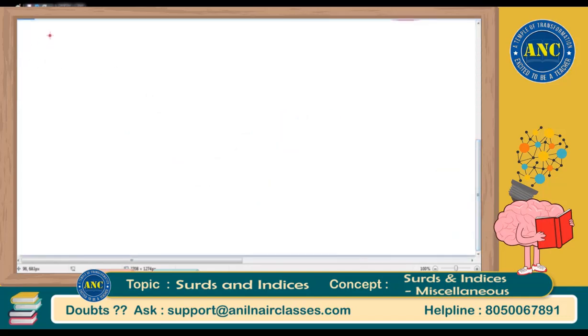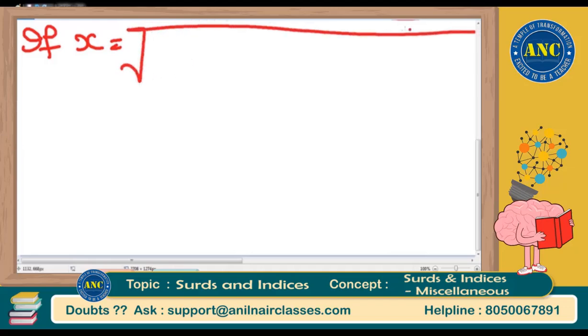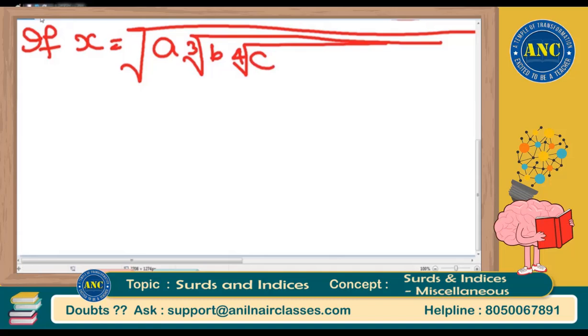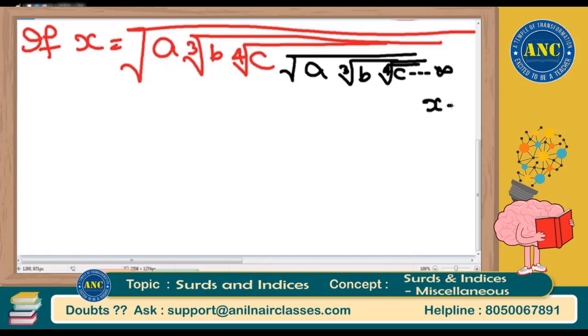Another question, similar in variety to the previous question we solved. If x is equal to square root of a cube root of b fourth root of c, and the same thing continues again, sir. Square root of a cube root of b fourth root of c, like that this keeps continuing infinite times. Find the value of x. Find the value of x is your question. I hope you are able to understand this logic.